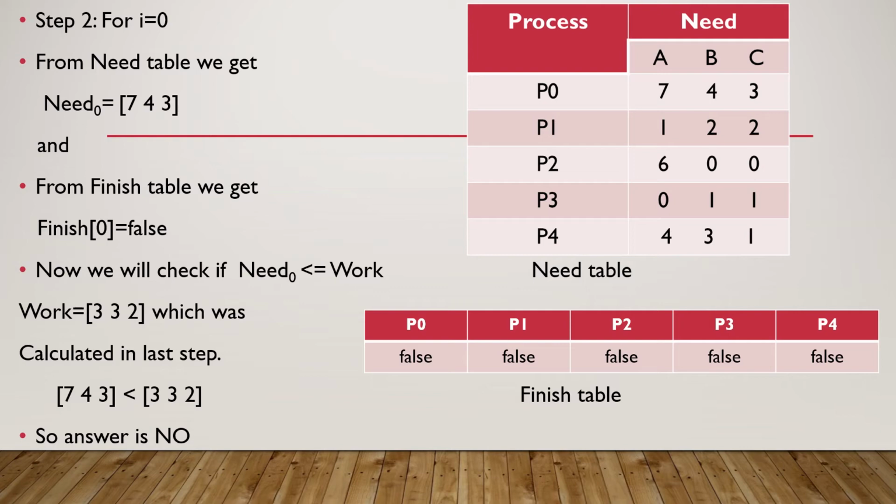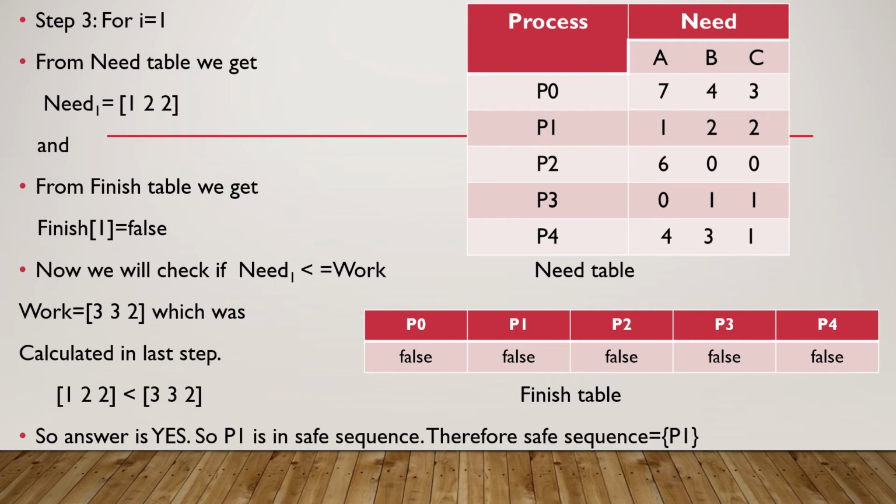Now we will check if the need is less than or equal to work. So work was 332 and the need was 743. So is 7 less than 3? No. So your answer is no. For each and every value you have to check. So is 7 less than 3? No. Is 4 less than 3? No. Is 3 less than 2? No. So your need is greater than the available work. So we will proceed. Now we will make the I value 1. That is, we will take the next process.